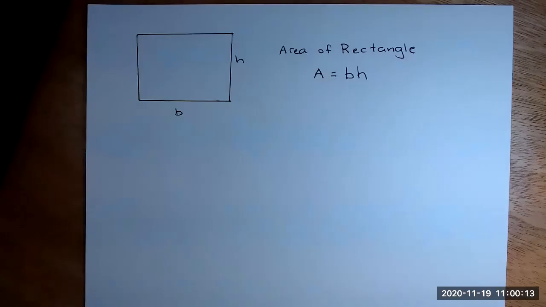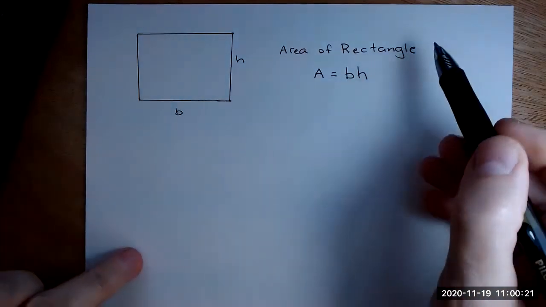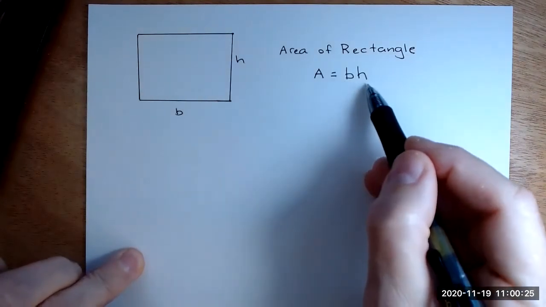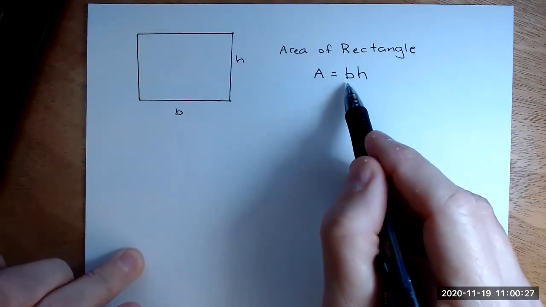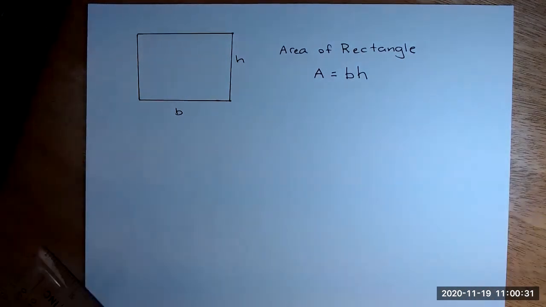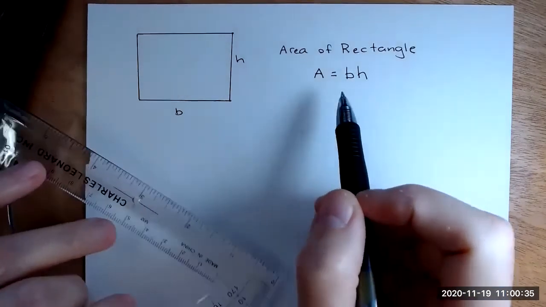All right, here's a formula that we've been using all semester, the area of a rectangle, which is the base times the height, or you could also call it the length and the width. But let's use this to learn a new formula.